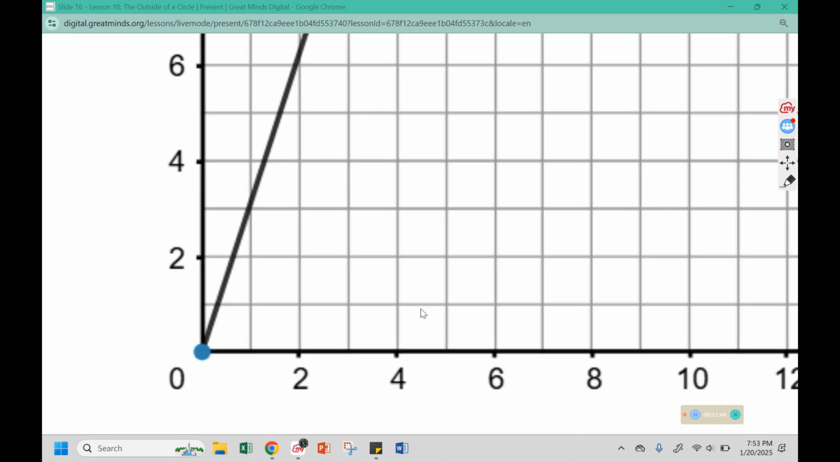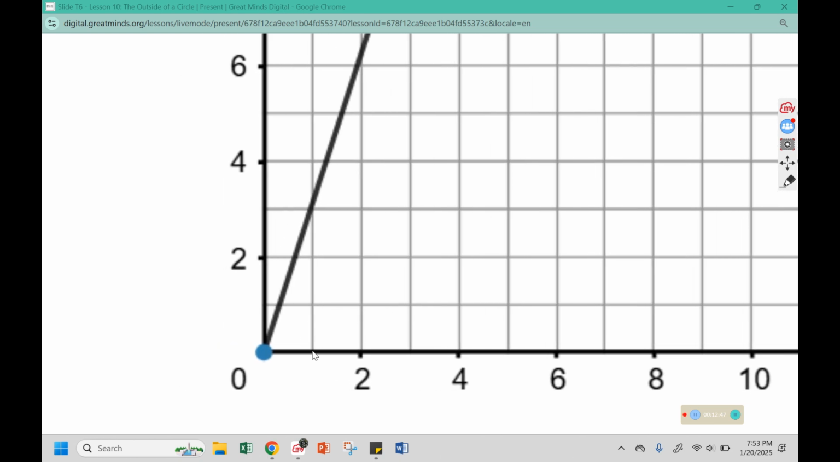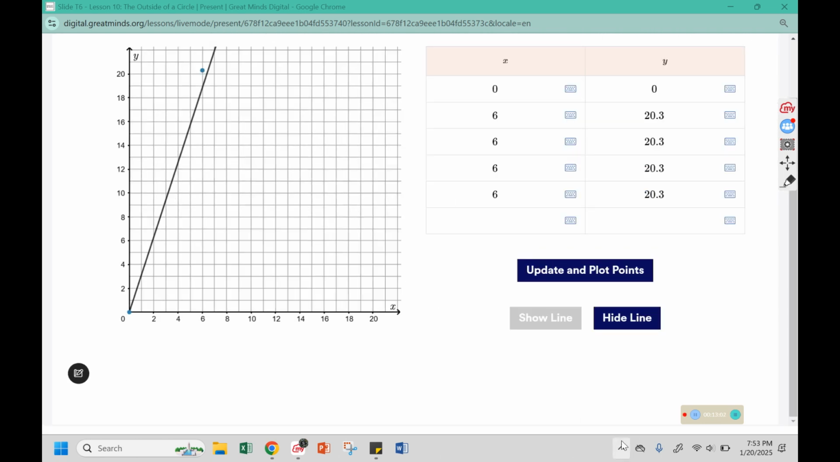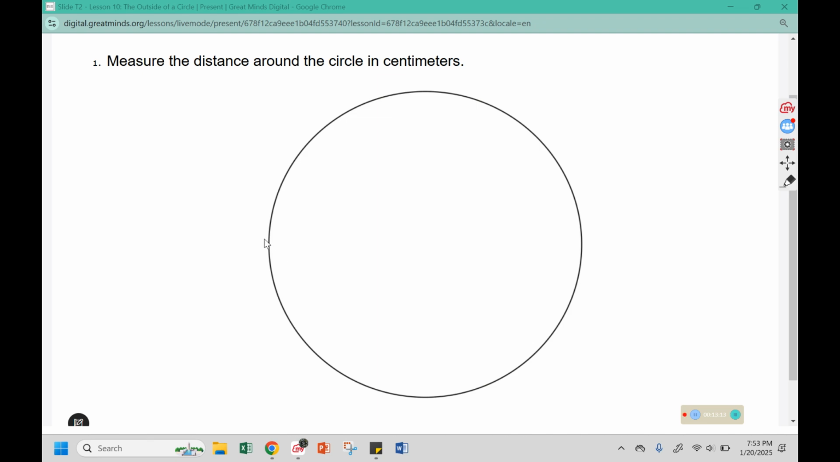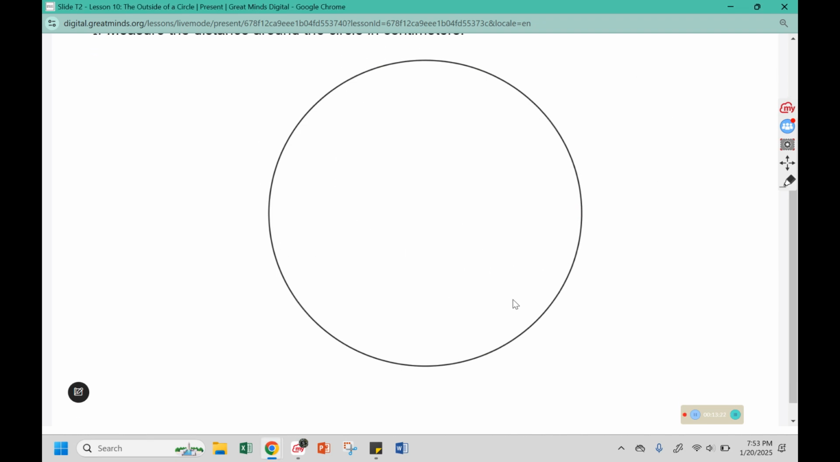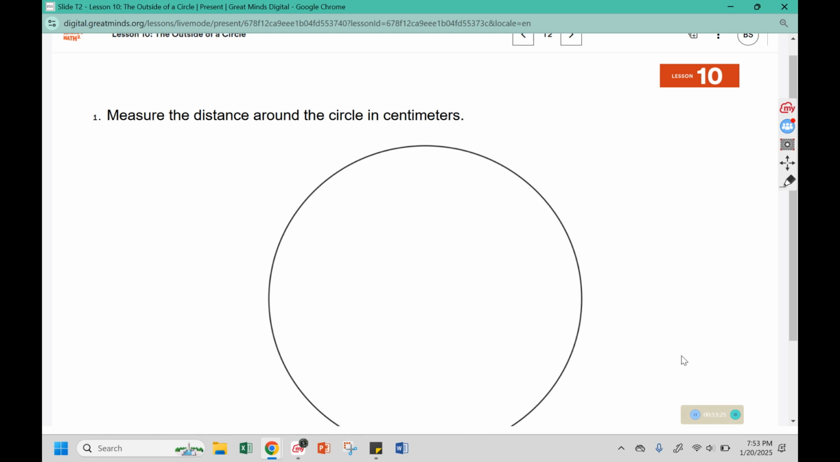If we zoom in on our graph, remember we talked about how that point 1, K, represents the constant of proportionality, and it looks like it's just barely above 3. So it might be somewhere around 3.1. Now it says use the relationship to determine the approximate circumference of the circle in problem 1. So if we measure across our circle using that ruler, and we multiply it by 3.1, that should give us a better approximation of the distance around the circle.